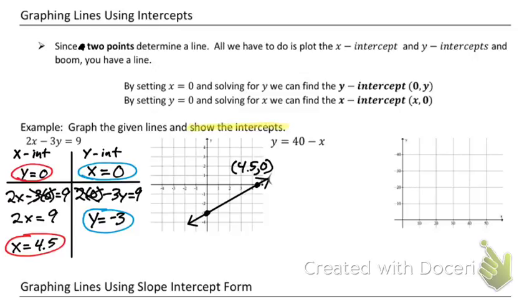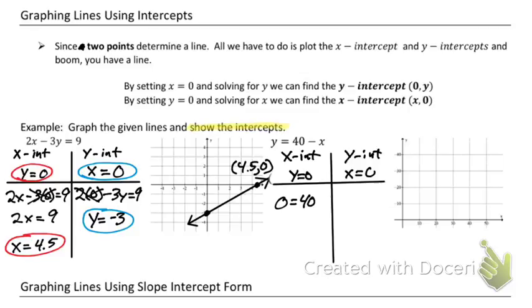All right, same thing. We're going to make a t-chart. We're going to find our x-intercept and our y-intercept. So to find my x-intercept, we're going to let our y equal 0. To find my y-intercept, we're going to let our x equal 0. If my y equals 0, we're just going to have 0 equals 40 minus x. Add x to both sides, we have x equals 40.